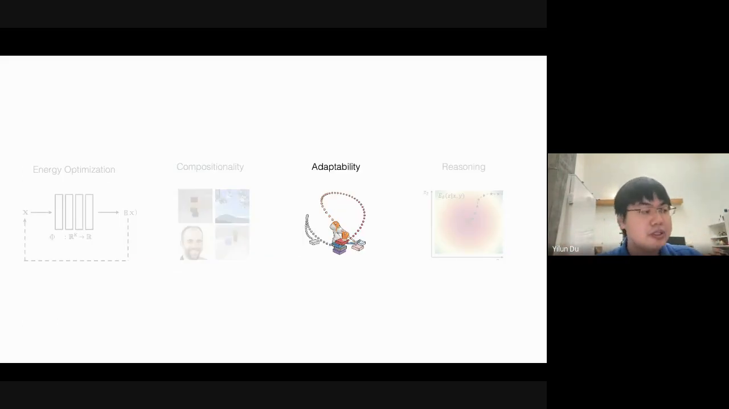Okay, cool. So that was what I wanted to talk about in terms of compositionality. Again, let me know if there are any questions.